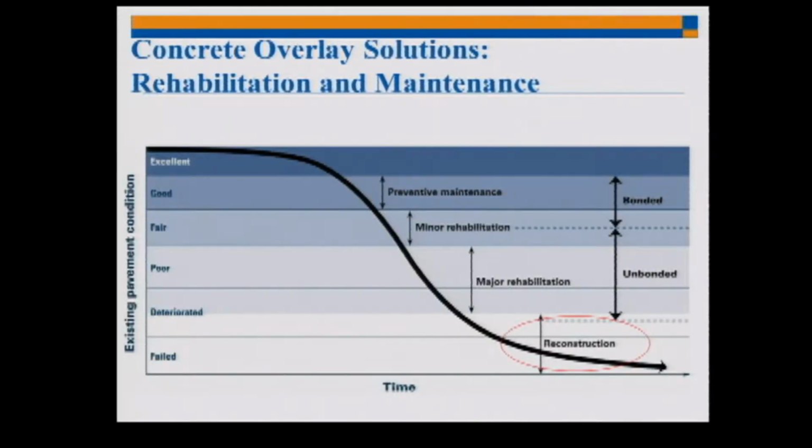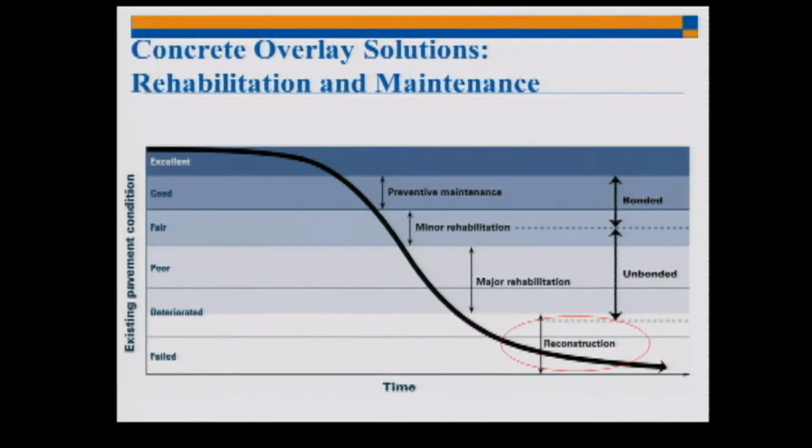Again, one thing we want to think about is when we look at bonded, this is existing pavement condition versus time. So we would like to have a bonded system because it actually only requires a thinner slab to be placed. That means we must have fairly good condition of the underlying asphalt or concrete in order to bond to it.